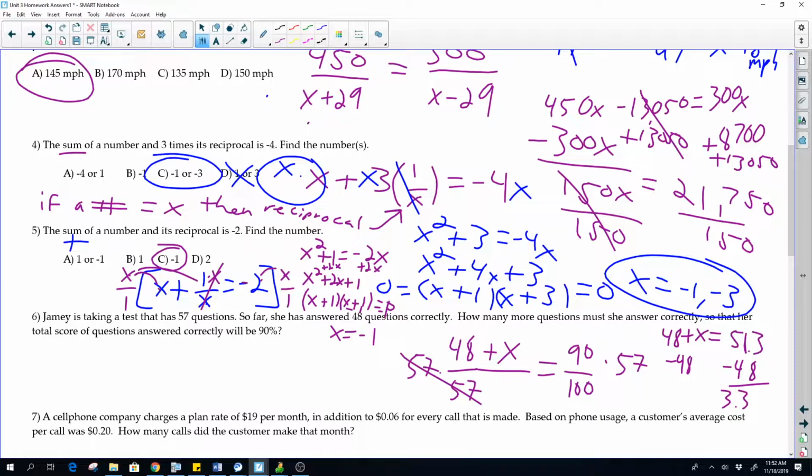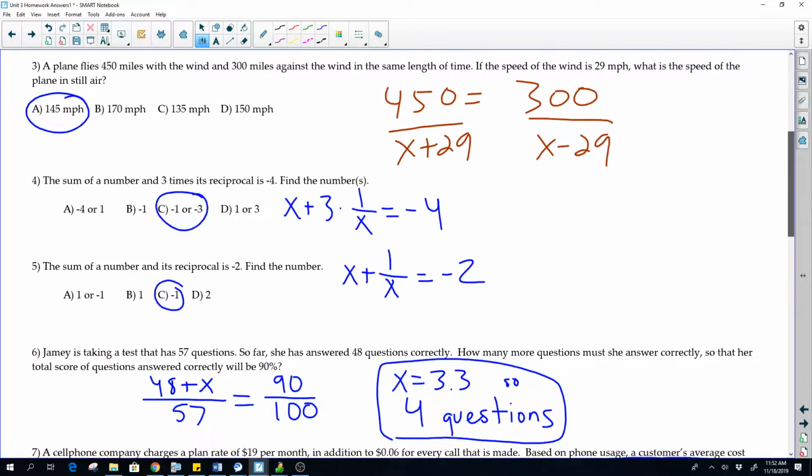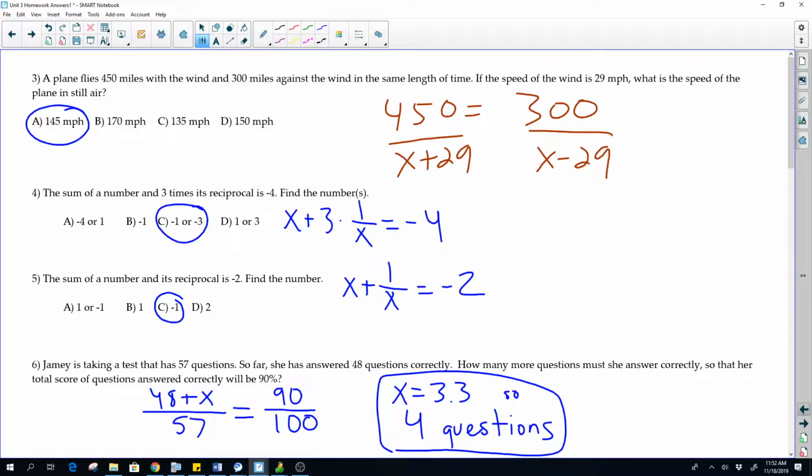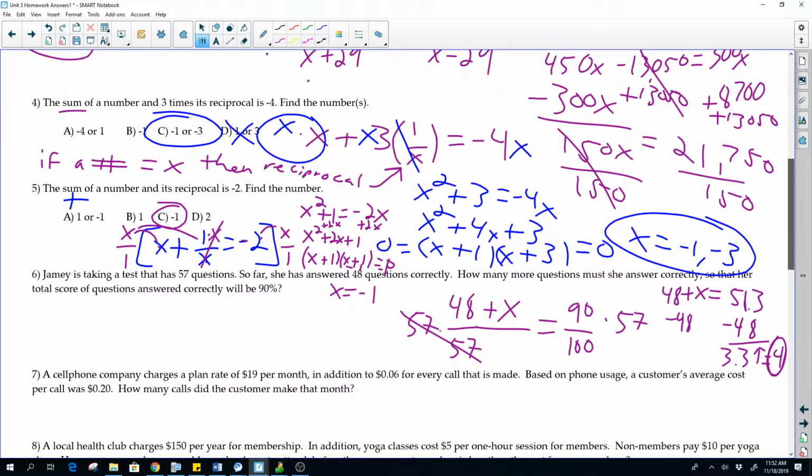Probably you can't do a third of a question correct, so I'd round that up. You have to be smart on some of these problems. So I'd round that up to 4. 4 questions correct is what she needs to ensure she gets that 90%, because you can't really get a third of a question correctly. Double check our answers there. That's for question 6. Yep, 4 questions. Cool. There we go. So just helping you with these word problems.